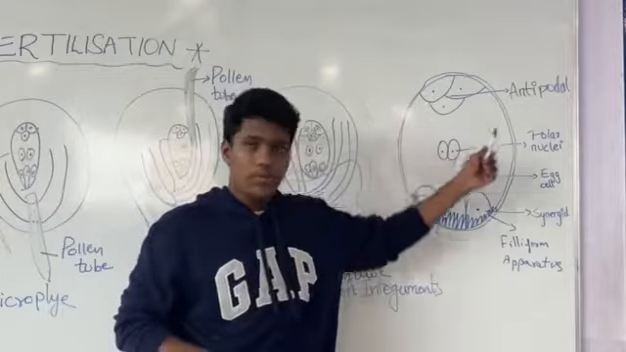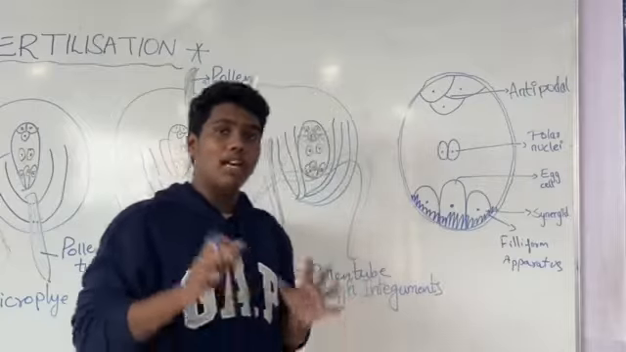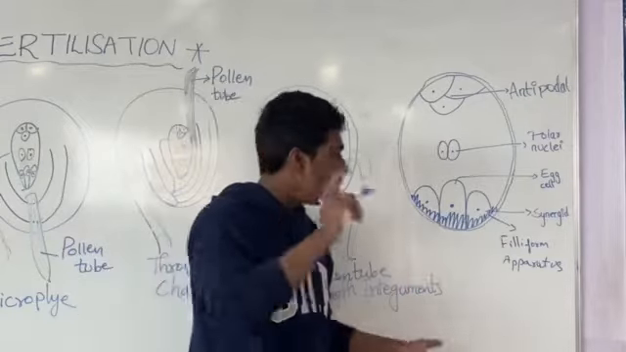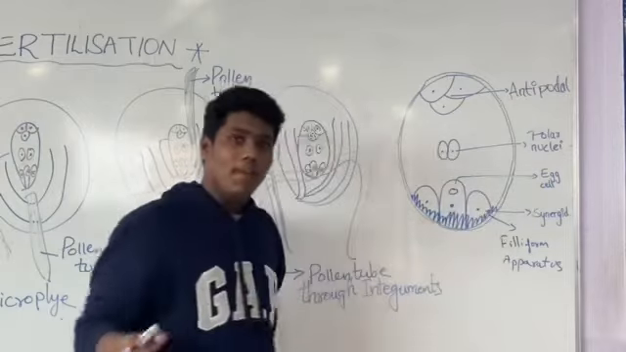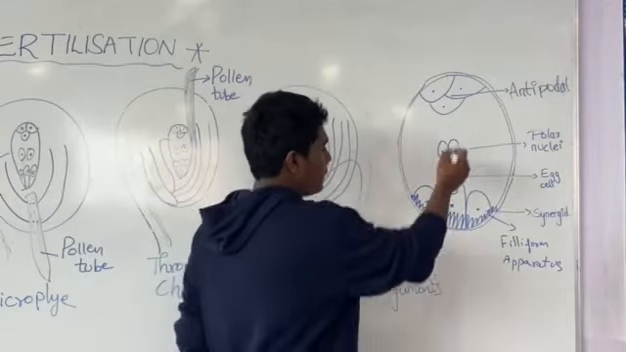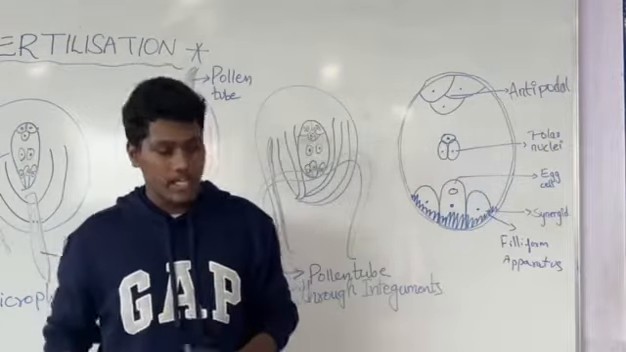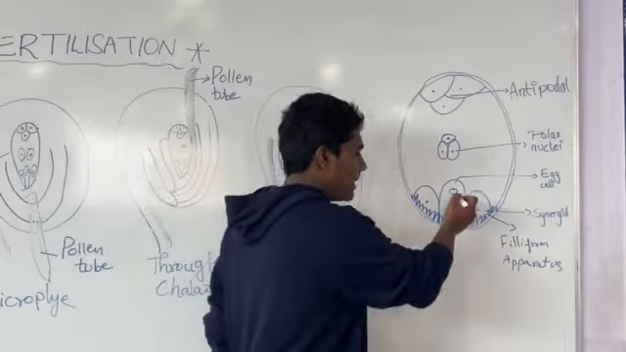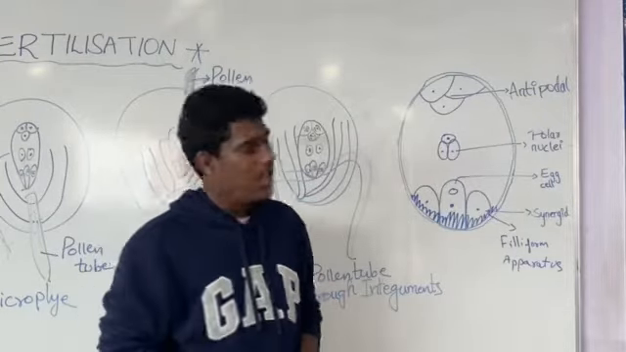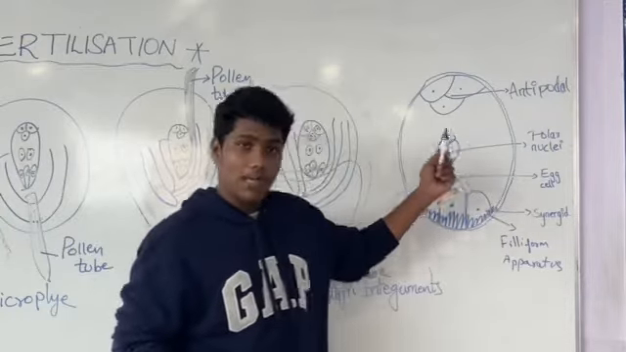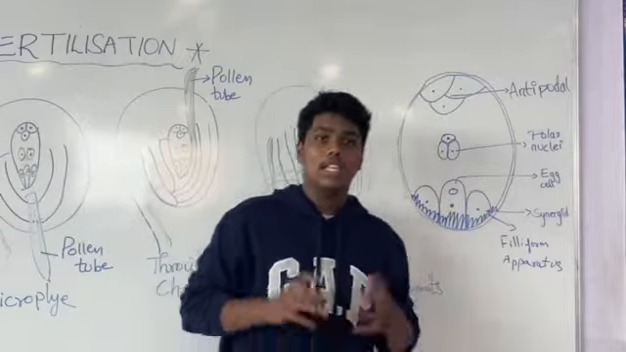Once the pollen tube reaches the ovary, it bursts to release two male haploid gametes into the cytoplasm. One of the male haploid gametes fuses with the egg cell to form a zygote. The other one fuses with the polar nuclei to form a primary endosperm nucleus. The fusion of the male gamete with the egg cell is known as syngamy or true fertilization, and the fusion of the other male gamete with the polar nuclei is known as triple fusion.